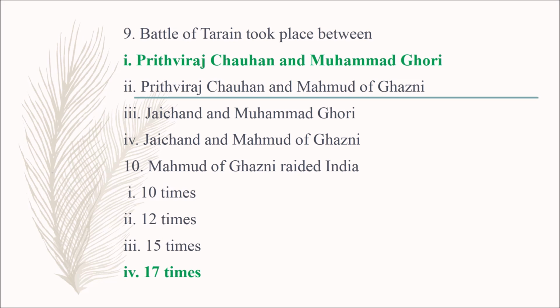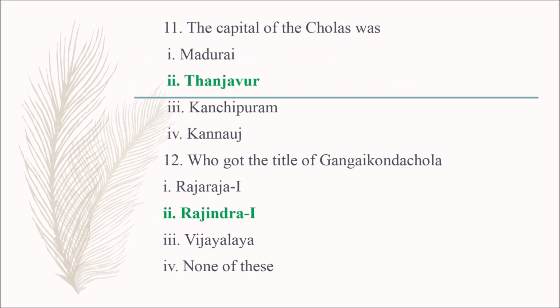Question number 10. Muhammad of Ghazni raided India option 1 10 times, option 2 12 times, option 3 15 times, option 4 17 times. So the correct answer is option 4 17 times. Question number 11. The capital of the Cholas was option 1 Madurai, option 2 Tanjavur, option 3 Kanjipuram, option 4 Kannauj. So the correct answer is option 2 Tanjavur.